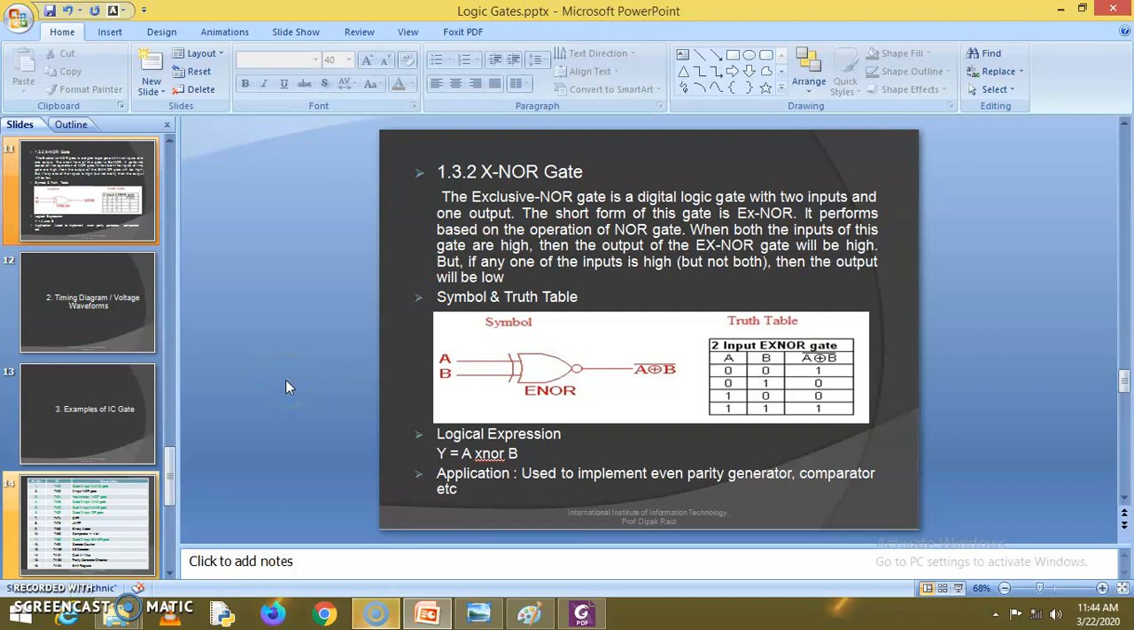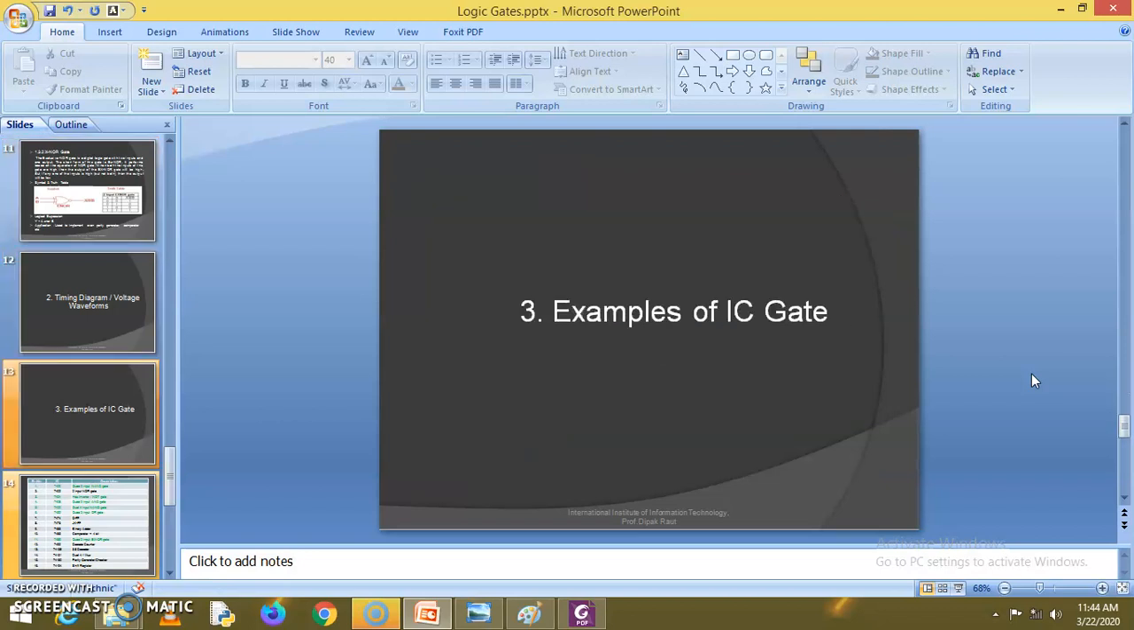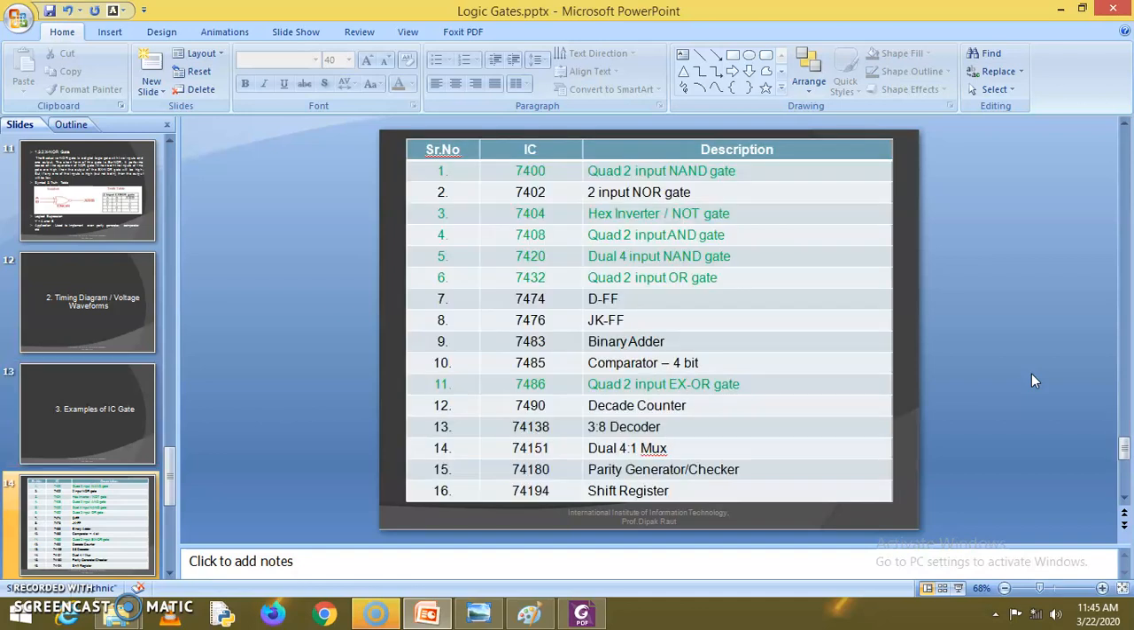And comparator. So these are the basic gates which can be used in any digital system or design. Now let's see what are the ICs which you can use in your lab session for different practicals to form different digital design circuits.